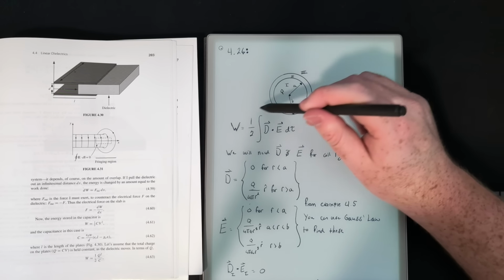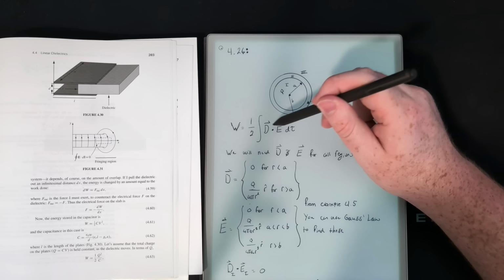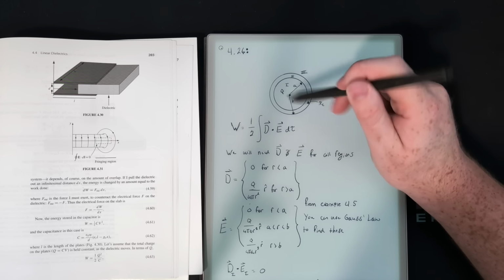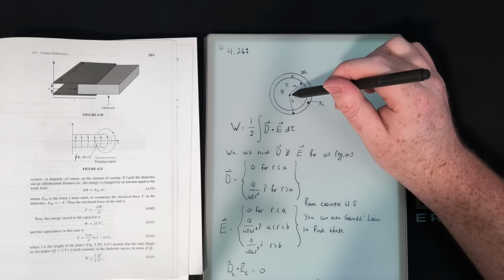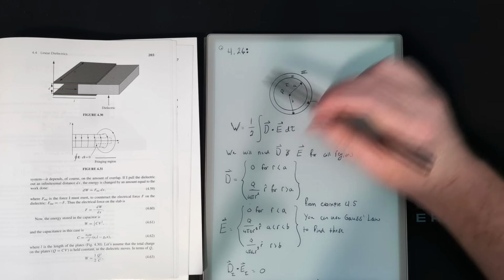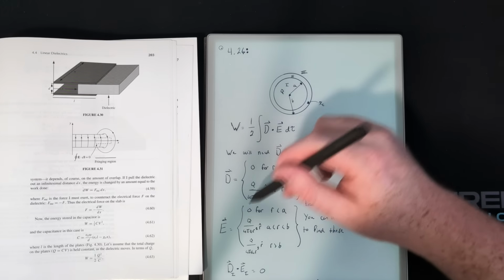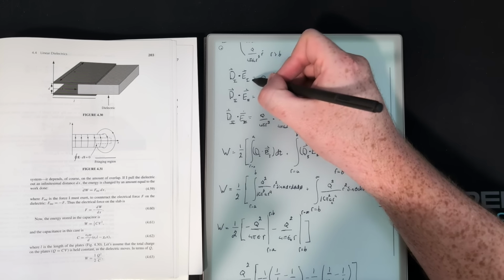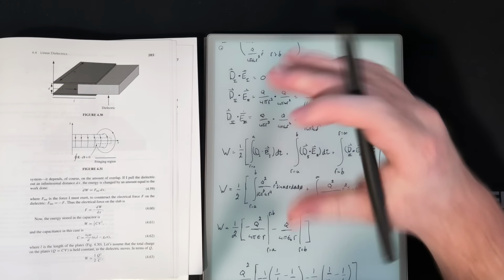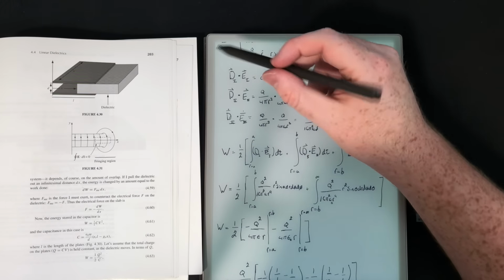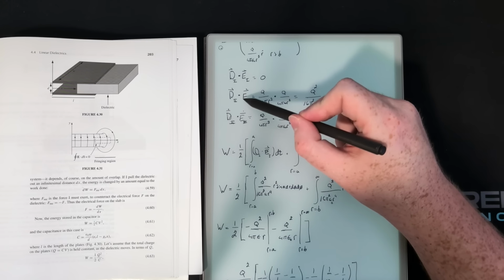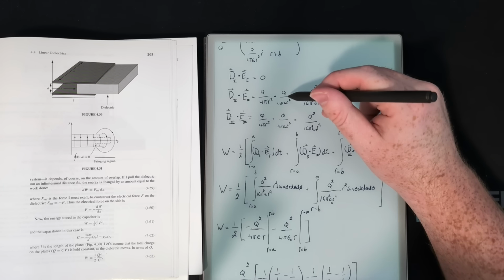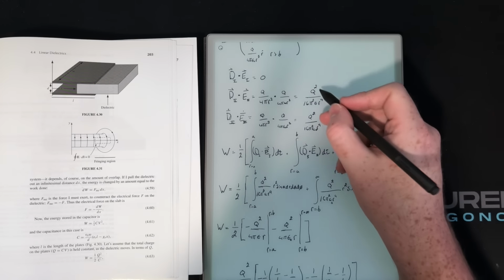What we have to do here is integrate this dot product of these two over all of space, over everything. That means we have to integrate across all three regions. That's why we needed D and E for all three regions. D dot E for region 1 is 0, of course, because region 1 is inside of the conducting sphere. Then I calculate D dot E for region 2. That's just going to be Q over 4 pi r squared times Q over 4 pi epsilon r squared, which is Q squared.